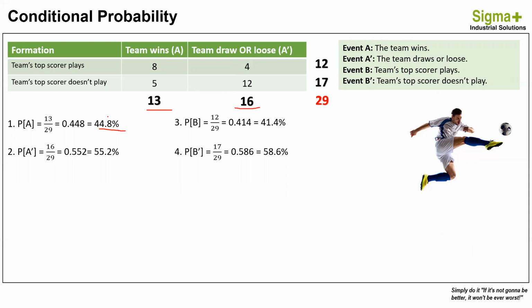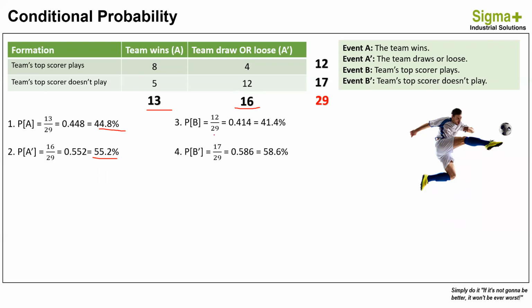So that's why we can see that the probability of winning is low, about 44.8%. And the complement of that event will be simply either to subtract the 44.8% from 100%, which is equal to 55.2%, or, since we know that the team drew or lost the match 16 times, by dividing 16 by 29, it will give me the 55.2%.